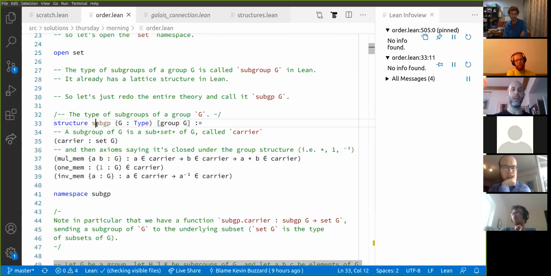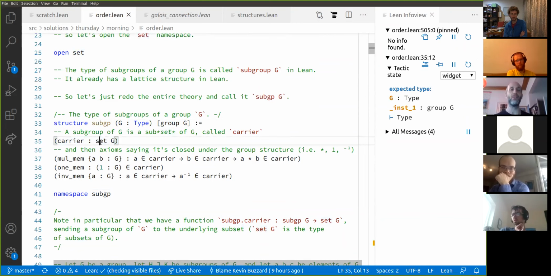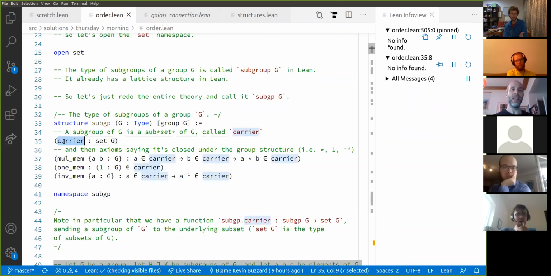So a term of type subgroup G is going to be what? What is a subgroup of G? Well, of course, it's a subset of G. And remember, set G is Lean's, this is a little bit unfortunate, set G should really be called subset G. If this was called subset G, it would be easy to understand. So set G is the type of subsets of G. So this first line says, let carrier be a subset of G. That's one of the fields we need for this structure.